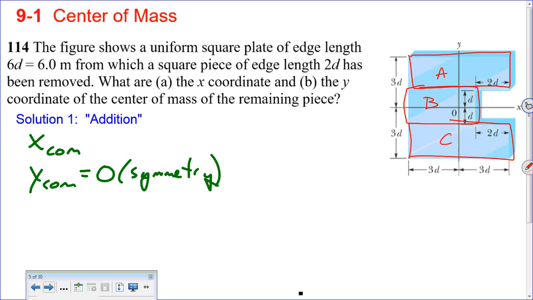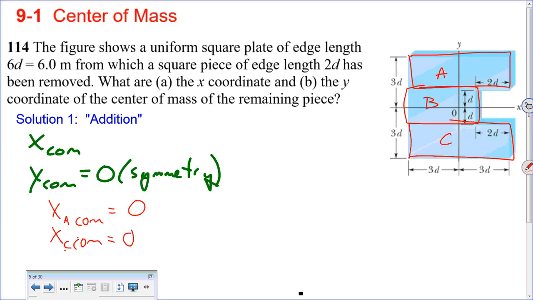Good? So, horizontally, where is the center of mass for object A? Right? Horizontally, where is the center of mass of, well, let's jump to C since it's easy. Where's the center of mass of C? Also at 0, right? Because it's symmetric.